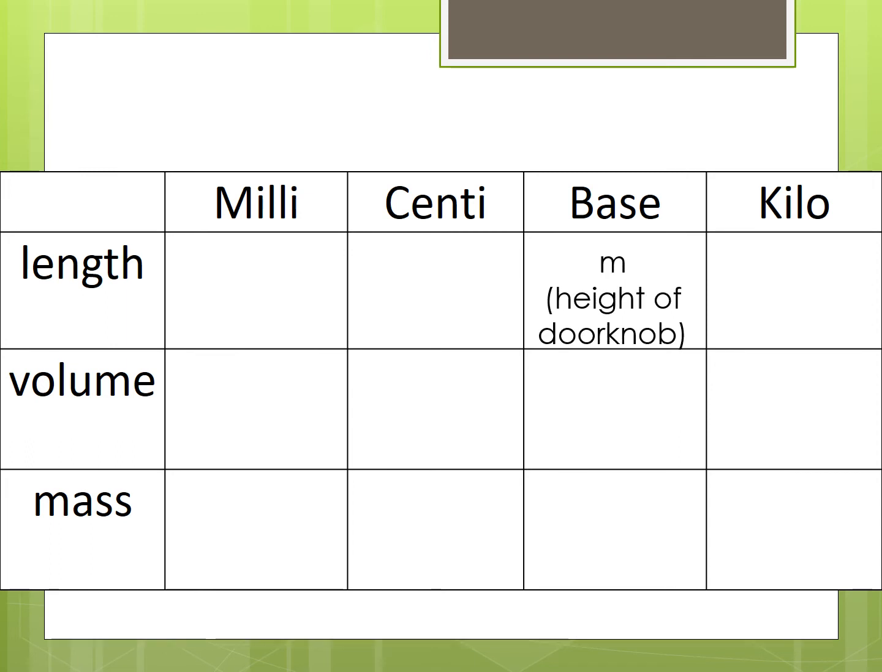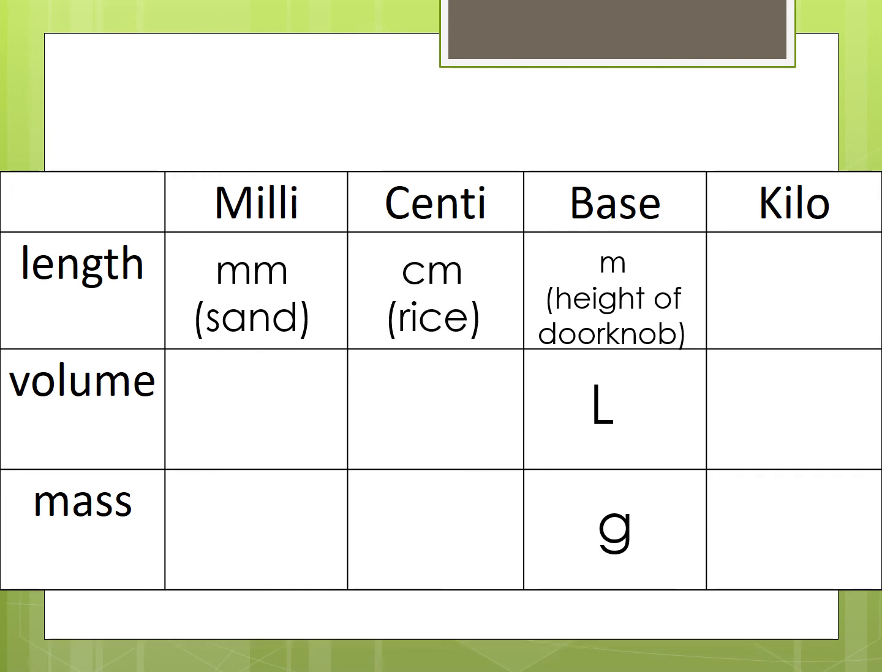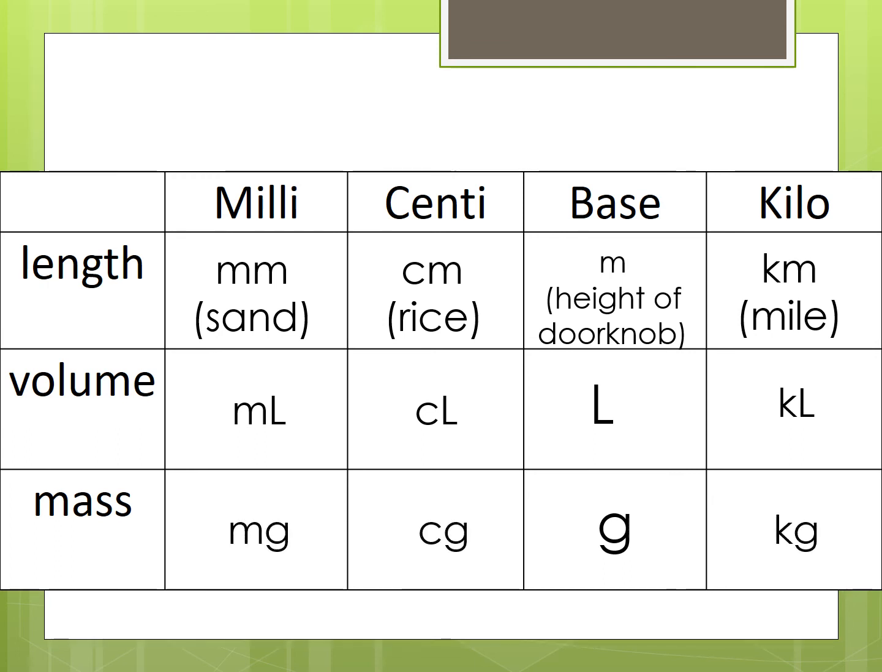So for length, basically a meter is the height of a doorknob. Liter is L, and the base unit for mass is gram. So for example, millimeter is about a grain of sand in distance. Centimeter is about a grain of rice. And kilometer is not really a mile, but it's basically using the same idea as a mile. Volume is milliliter, centiliter, and kiloliter. Mass is milligram, centigram, and kilogram. So again, prefixes all are the same, so it makes conversions easier.